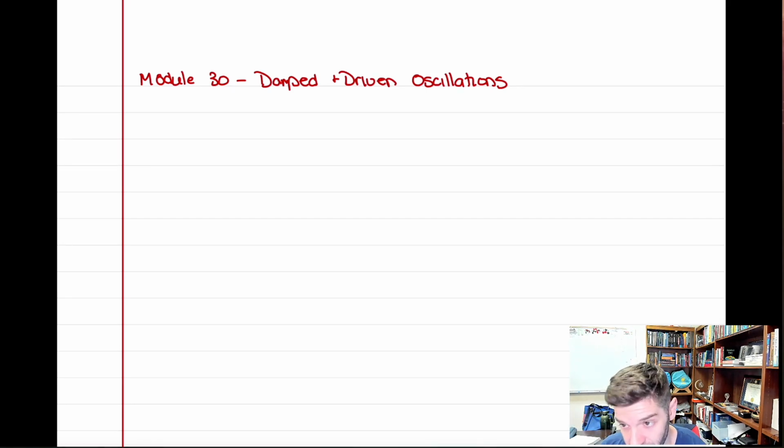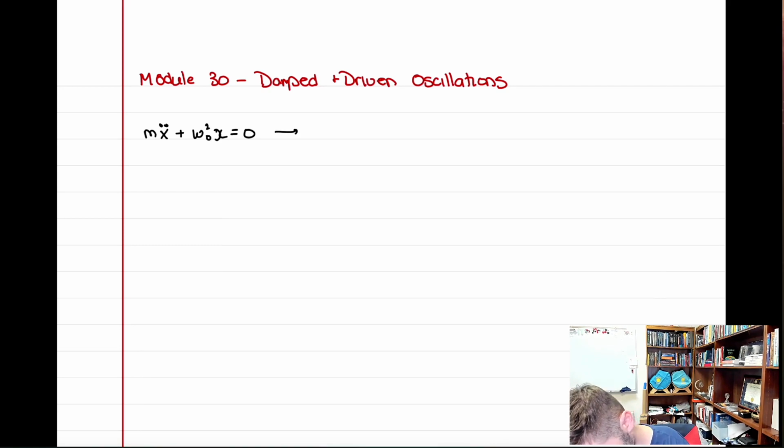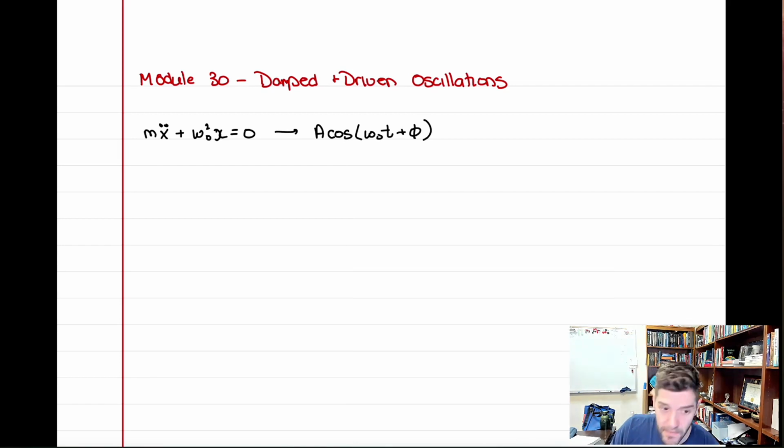But let's remind ourselves where we started, right? We started with a simple harmonic motion differential equation, which when solved gives a solution that oscillates in time, given by a trig function that has some amplitude, some angular frequency, some phase angle as a function of time. And we had a couple examples last time where this was perhaps an approximation, like take, for example, the pendulum.